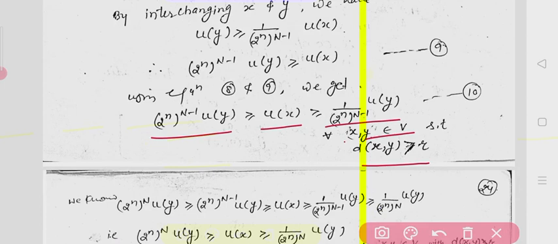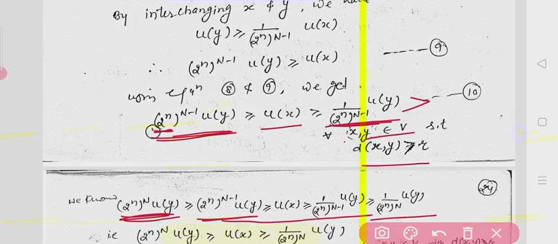Now we can rewrite this result. This value will always be less than 2^n, and if we take capital N in the whole power, that value will be greater than this one, right? And this value will be greater than this if I take (1/2)^n whole power capital N into u(y). So we say that this value is greater than or equal to this one, and this one we already have, and this last value is greater than or equal to this one. So we will have this inequality.